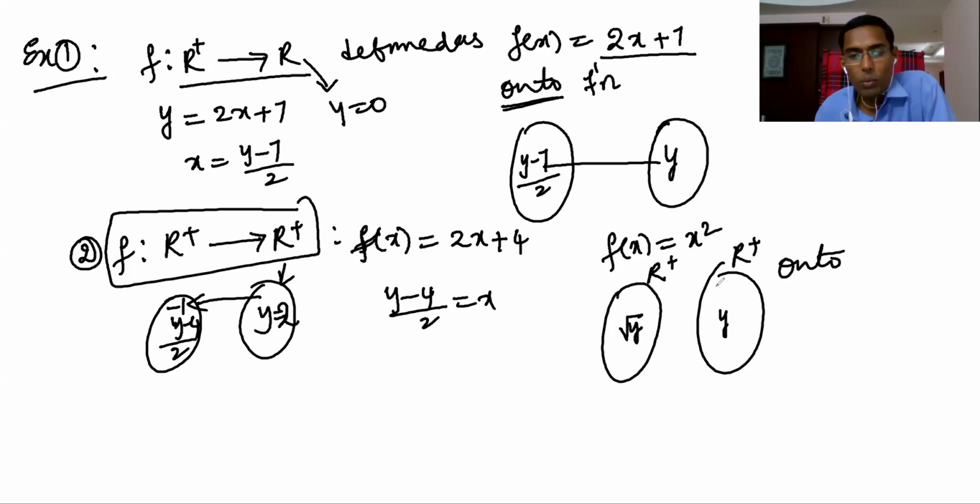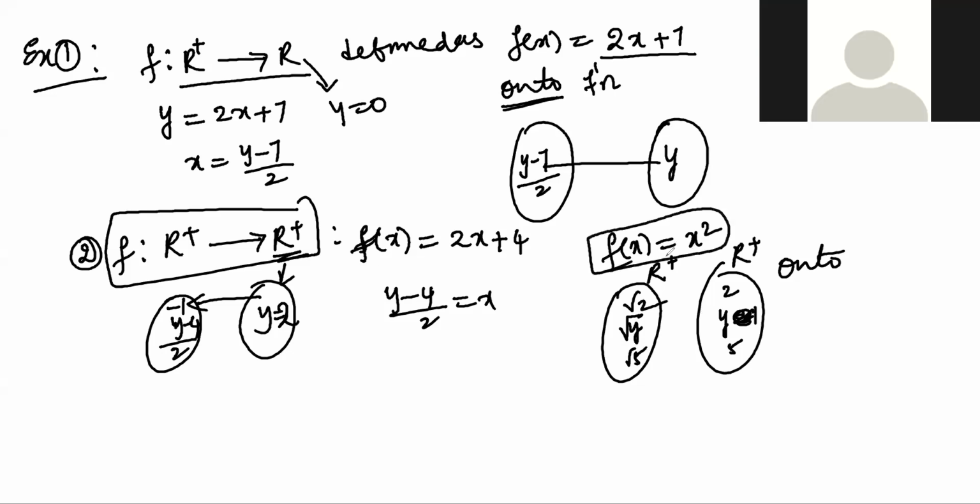Because there is no negative number. Previously the problem came because some negative numbers were there. If some negative number is there, its pre-image, root of minus 1, doesn't exist. But here, whatever element you take, its pre-image exists. Root of something exists. 2 you take, root 2 exists; 5 you take, root 5 exists. Everything exists. So therefore it is onto. R plus to R plus defined as f of x equal to x square is onto.